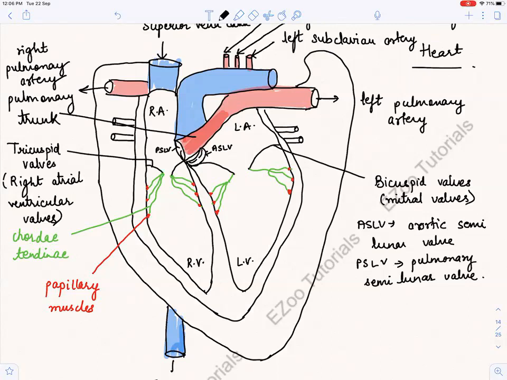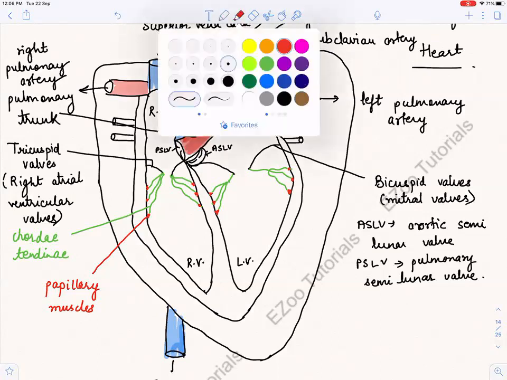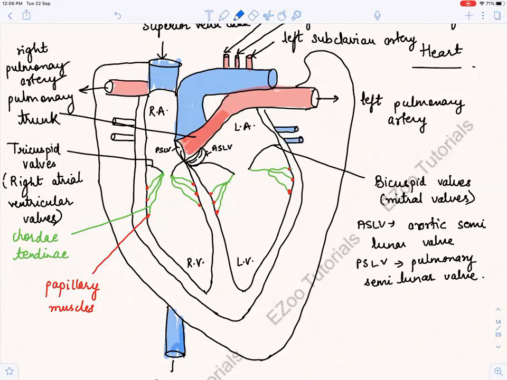Now let us see, these things are left. What are these? We have drawn the left pulmonary artery and right pulmonary artery. Now these are the left pulmonary veins. And what are the left pulmonary veins doing? Bringing blood from the left side of the lung. And similarly, these are the right pulmonary veins. What are these?